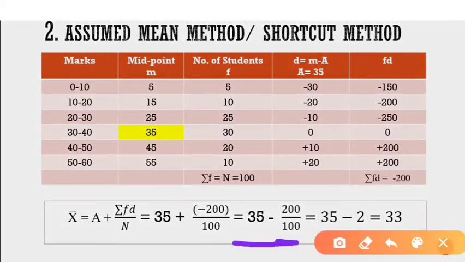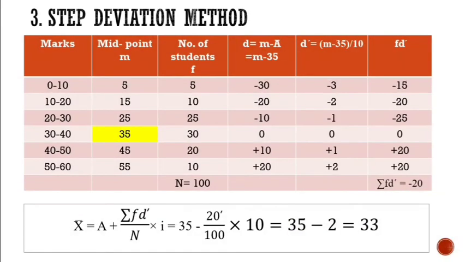Now 35 minus 200 over 100, this will get cancelled. 200 by 100 is 2. 35 minus 2 is equal to 33. So by this, the mean will remain the same. It will not change whether we are applying any of the methods. Okay. Now next is the step deviation method.